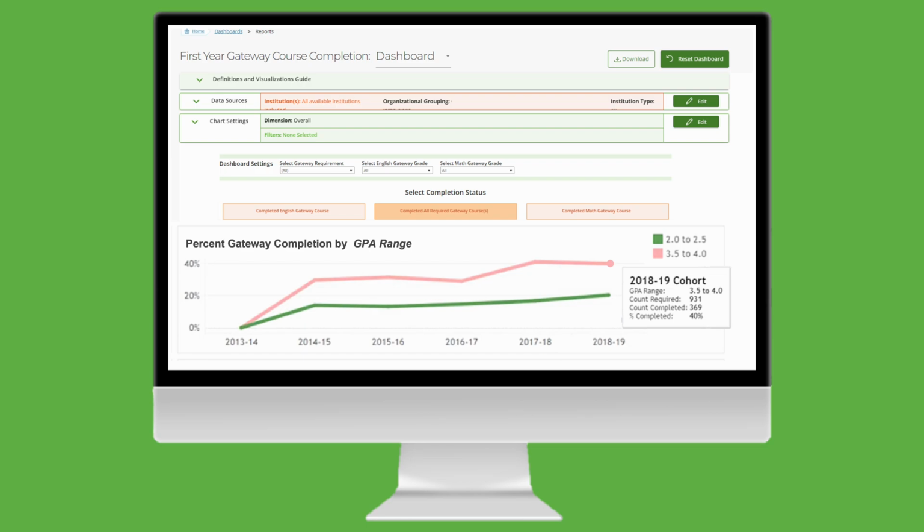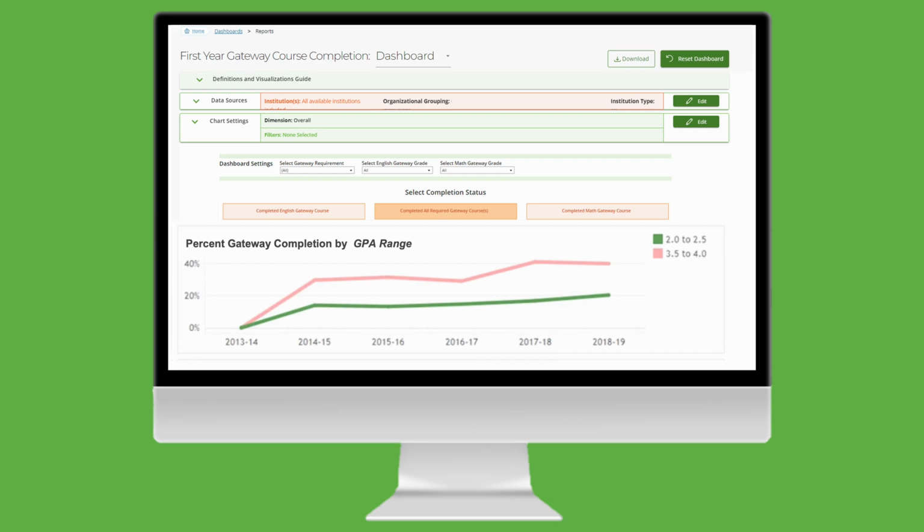Hovering over the 2018-19 data point for first-year students earning a 3.5 to 4.0 GPA shows 40% were successful in completing their required Gateway courses during their first year of college. However, hovering over the 2018-19 data point for first-year students earning a 2.0 to 2.5 GPA shows only 20% of those students were successful. Although there is a 20 percentage point gap, both lines are going up. That means a higher percentage of the current first-year cohort successfully completed their required Gateway courses compared to prior first-year cohorts, regardless of their academic achievement.